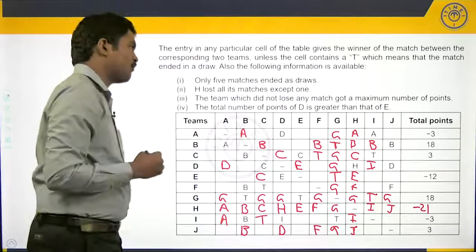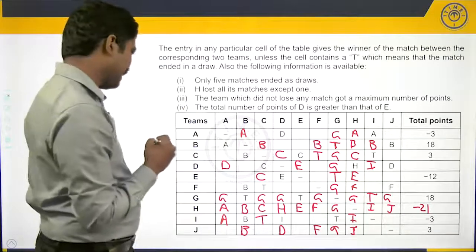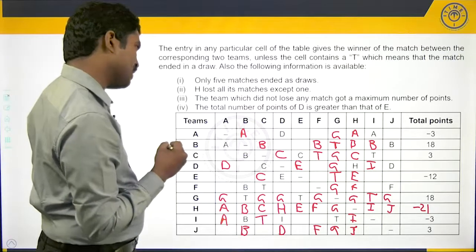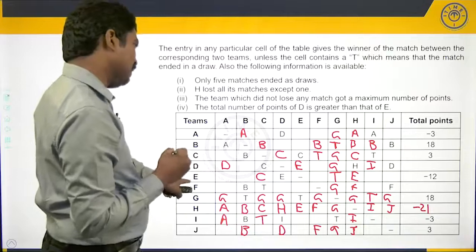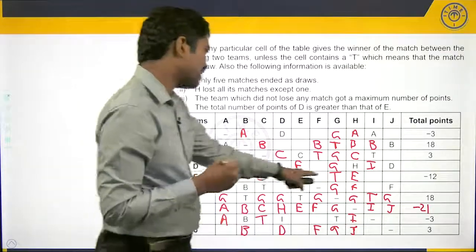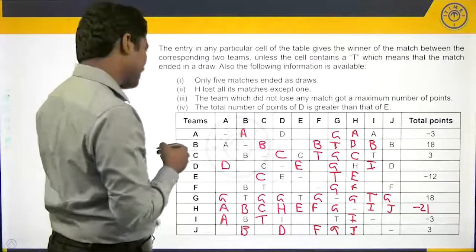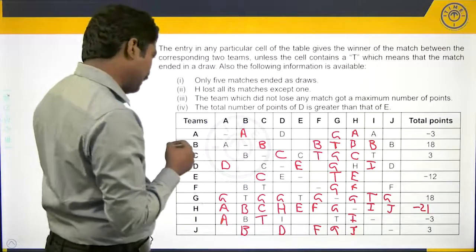Then the total number of points of D is greater than that of E. Okay, the number of points of D here is greater than that of E. Can we see that? See, E has minus 12 points, but it's being told D has greater number of points than E. Why would that be?